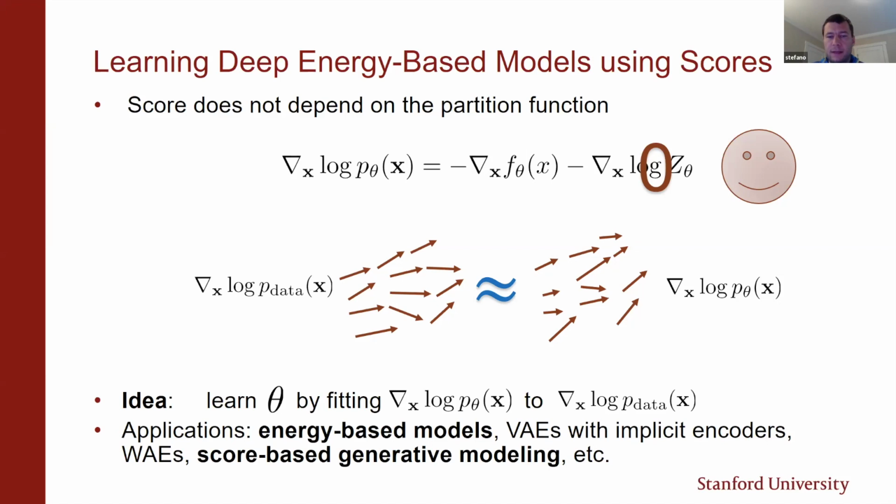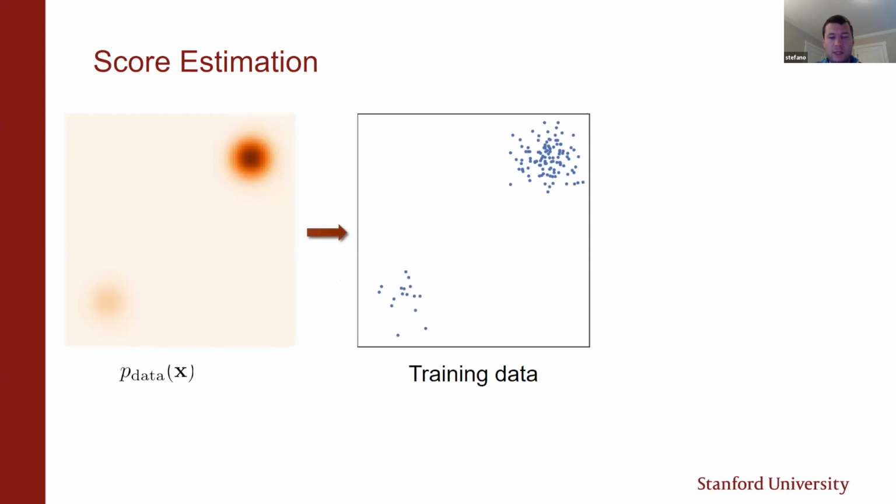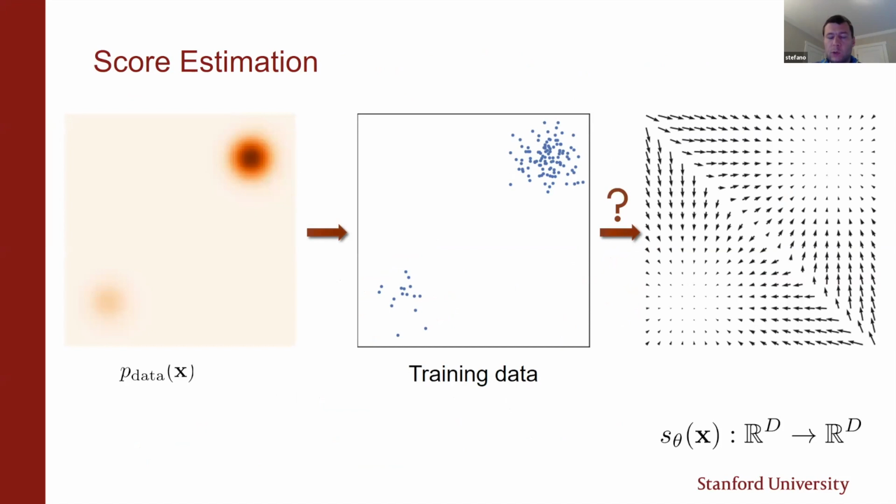Right, so the high level idea of the problem we're trying to solve is that there is some underlying data generating process, P data. Here I'm showing it in a 2D case just for simplicity. We get access to a bunch of samples from this data distribution. This is a training set of samples from this density. And the goal is to come up with a model for the underlying vector field of gradients.